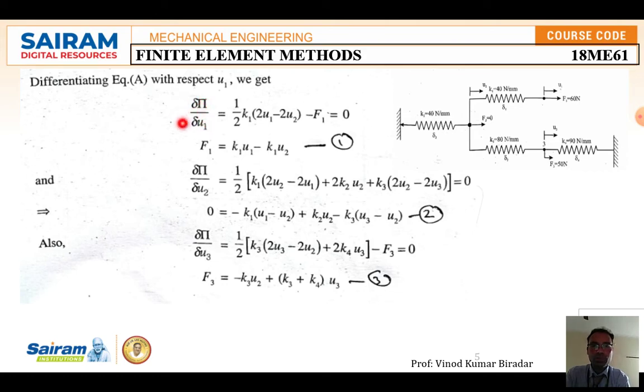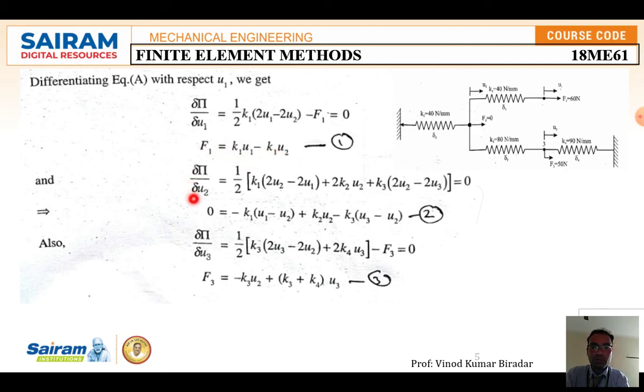Now one by one, differentiate the potential energy function with respect to u1. We will get dou pi by dou u1 is equal to half of k1 into (2 u1 minus 2 u2) minus f1. So f1 is equal to, this goes to that side, k1 u1 minus k1 u2. The half and 2 cancel. So the final answer is f1 is equal to k1 u1 minus k1 u2.